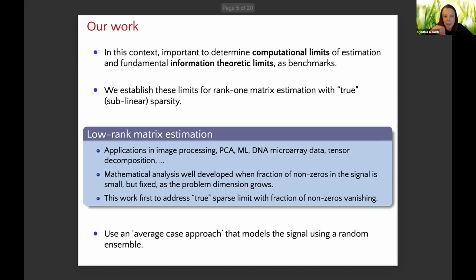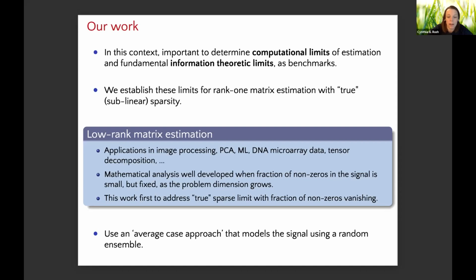So I just wanted to talk a little bit about the low rank matrix estimation problem generally. This is a problem with a lot of applications in image processing, principal component analysis, machine learning generally, tensor decomposition, and so on. Because it has so many applications, the mathematical analysis of the model is fairly well developed, but specifically in the setting where the fraction of non-zeros in the signal is small but fixed as the problem dimension grows. To the best of our knowledge, this is the only work that addresses the true sparse limit, which just means that the fraction of the non-zeros in the signal goes to 0 with the problem dimension.